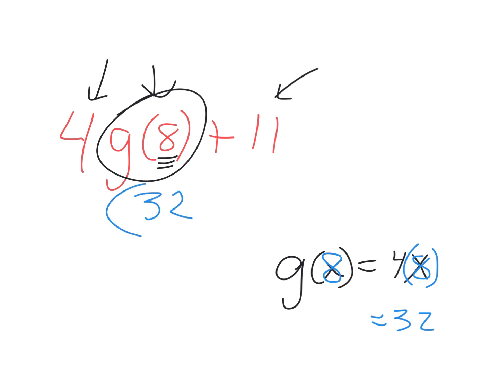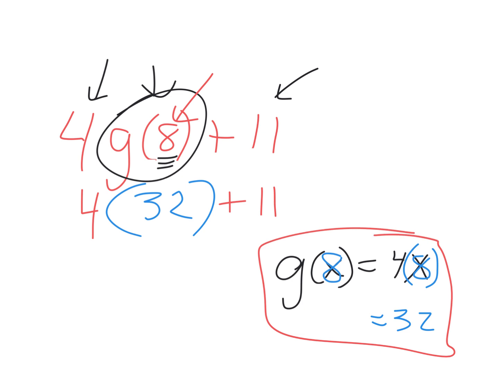I'm going to put 32 right here now. And I'm going to copy the 4 and the plus 11. All I did was figure out g of 8. And now that I got this, it's just easy. It's just a calculator thing. You go 4 times 32 plus 11. Where'd the 32 come from? Sticking an 8 into the g function right there. All right. How many of you got that one right? All right. We're getting there, I think.